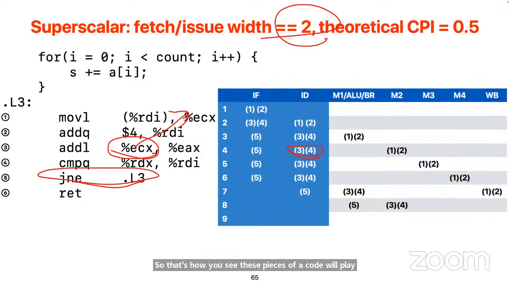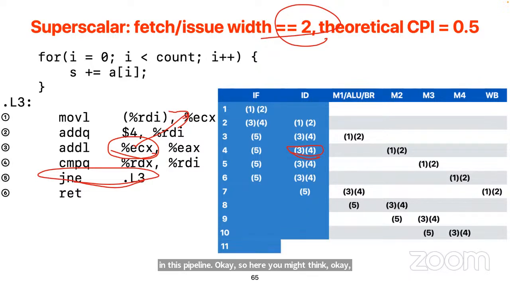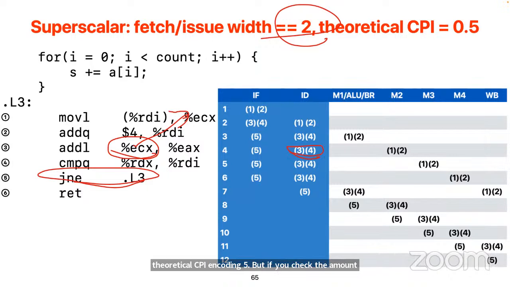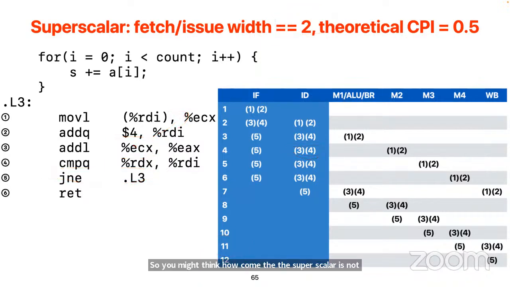Okay, so here you might think, theoretically, I thought these pieces of code should give me a theoretical CPI equal to 5. But if you check the amount of time you spend, for these 5 instructions, you actually spend 11 cycles, right? So your CPI is far from 0.5. In fact, your CPI is very close to 2 in this case. So you might think, how come the superscalar is not helping at all? So we are going to give you some idea how we can make the superscalar pipeline great again.